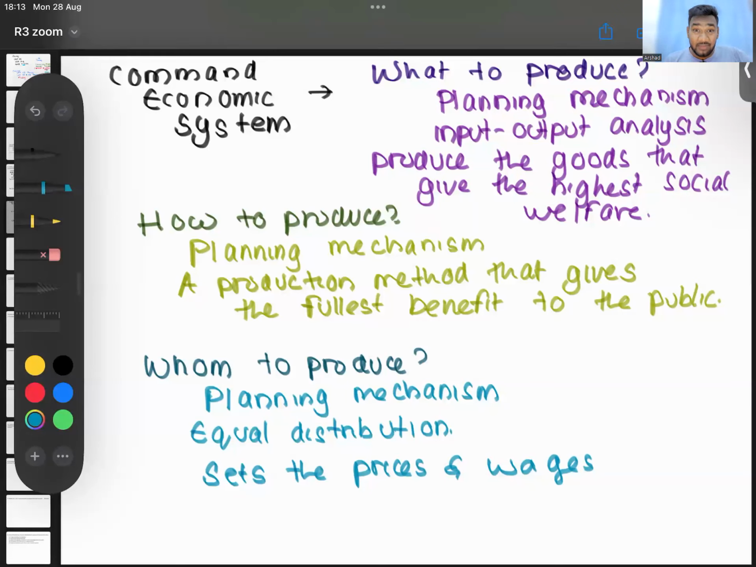No? Now in price mechanism, what happens? Market economy. Whoever has the money, right? One person is earning 1 million, he can go and get a lot of goods and services. Some people are very poor, earning only 10,000 a month, they get a very small portion of the goods and services. But in a planned economy, it can't happen that way. Because why? Government is the one who sets the prices and the wages. Government tries to make sure there are fair prices, there are equal wages, and as a result, everyone gets an equal share of the goods and services. That's how the command economic system answers the whom to produce question. Okay, is that fine?